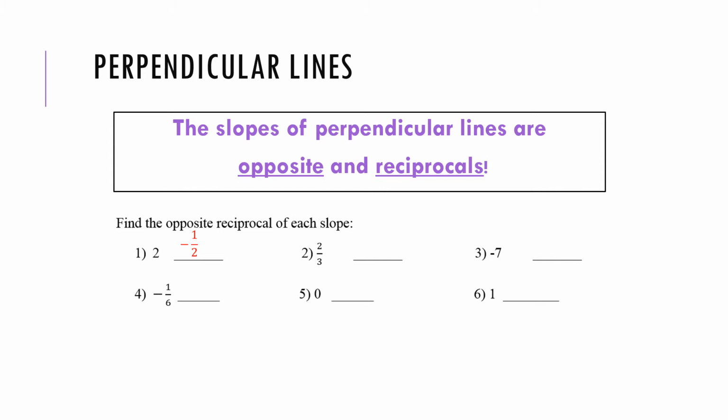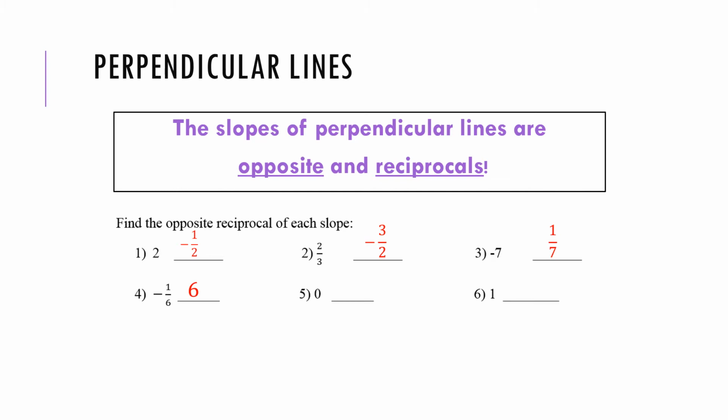So then go ahead and do the opposite reciprocals of all of those. So number 2 would be negative 3 over 2. Number 3, we are going to change it to a positive, and then because it's 7 over 1, we're going to make it 1 over 7. Number 4 is a positive 6.